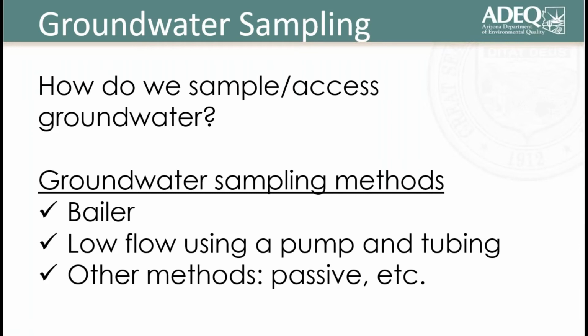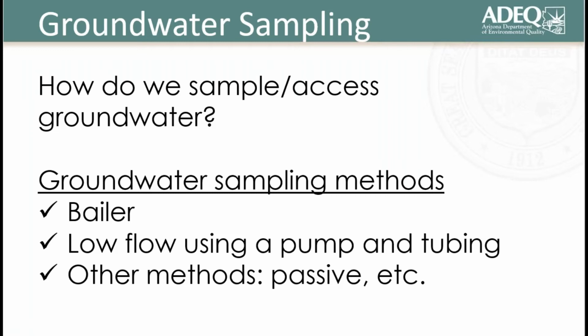There are many methods for sampling groundwater, but in general, we usually use either a baler or low flow sampling using a pump and tubing. We can also use passive samplers. A baler is essentially, think of bailing water from a boat out of a bucket. A baler is really just a little cup that we send down the well, and it fills with water, and we pull that up, and we essentially bail out the groundwater.